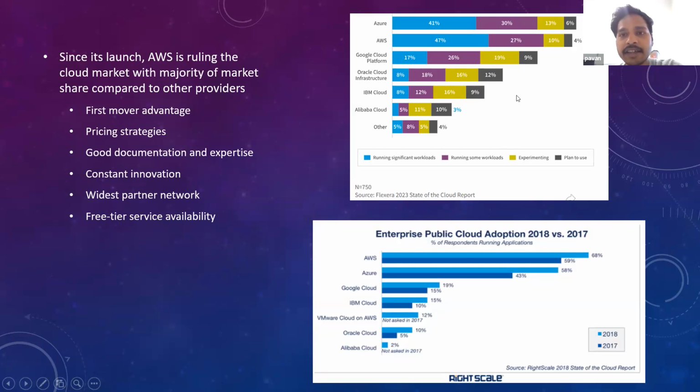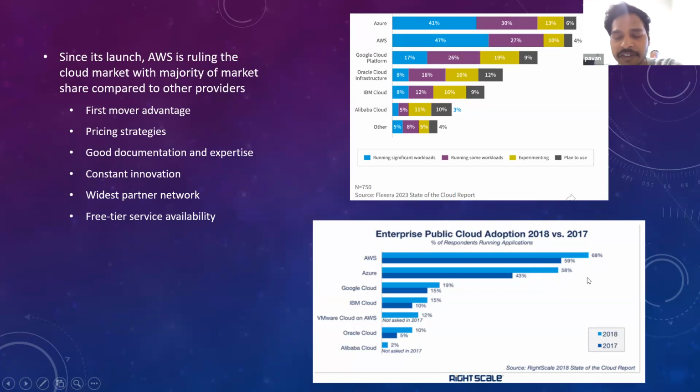What we see here is a survey conducted by Flexera with 750 companies who are using cloud, and most of the companies are running their significant workloads on AWS, and then the next is Azure. When we compare the competition between the top two clouds, here is the comparison data between 2017 and 2018. Again, AWS is leading in both years.